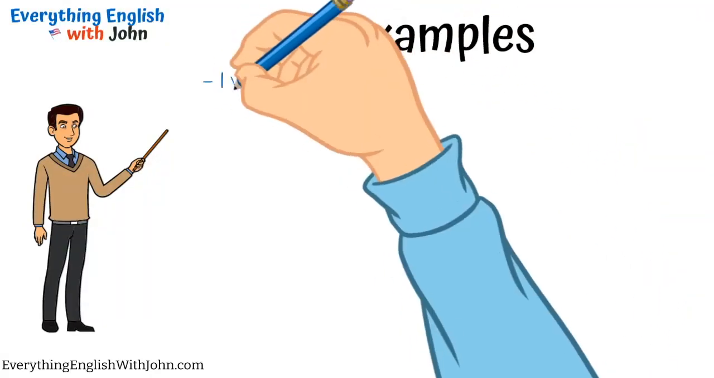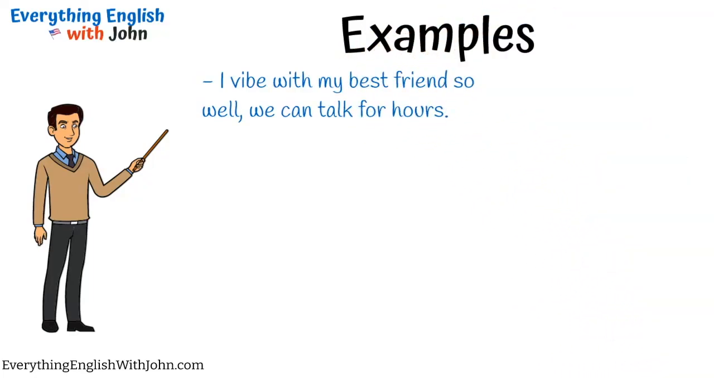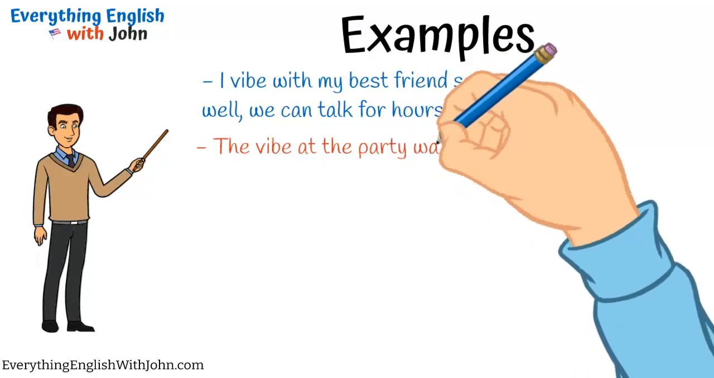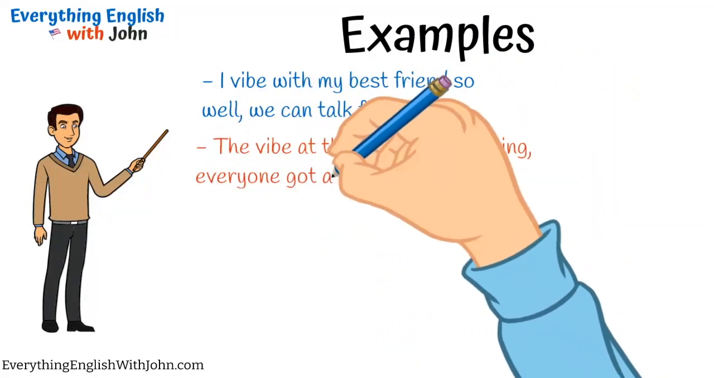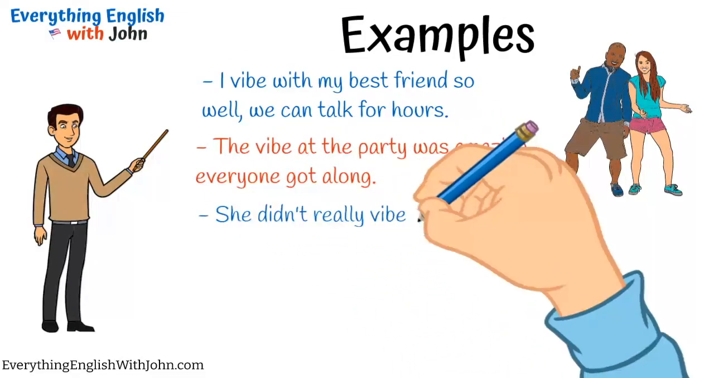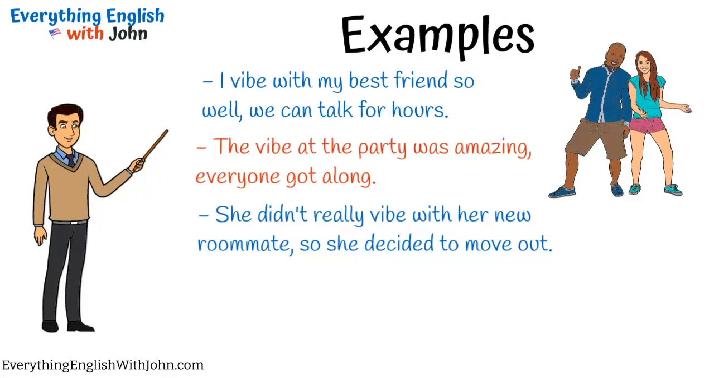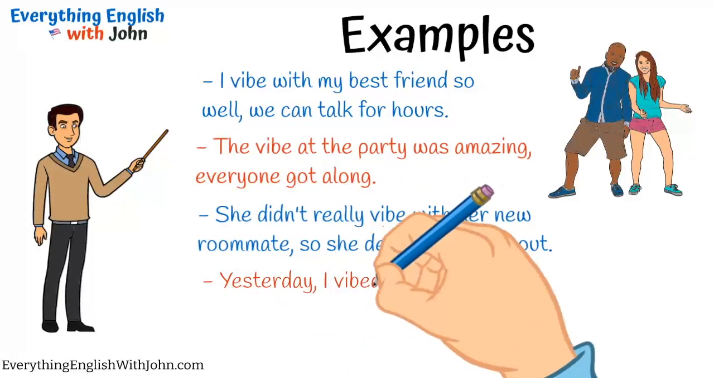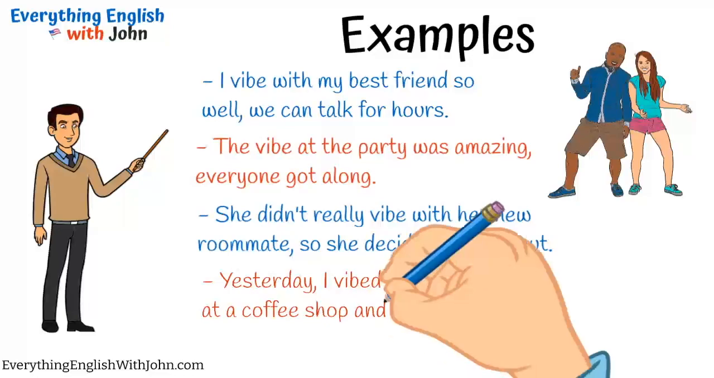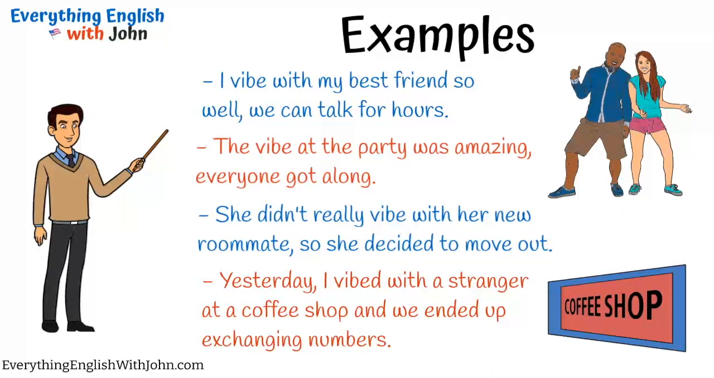Examples. I vibe with my best friend so well. We can talk for hours. The vibe at the party was amazing. Everyone got along. She didn't really vibe with her new roommate, so she decided to move out. Yesterday, I vibed with a stranger at a coffee shop, and we ended up exchanging numbers.